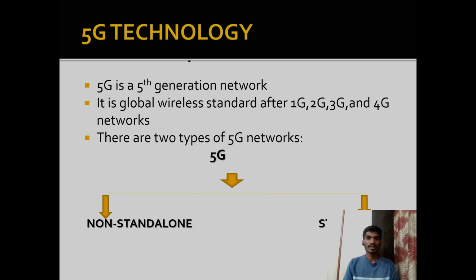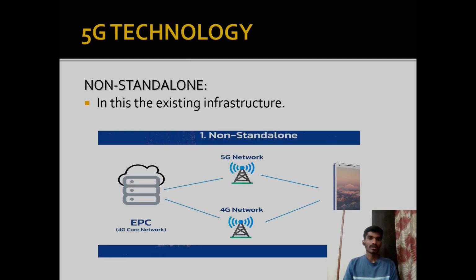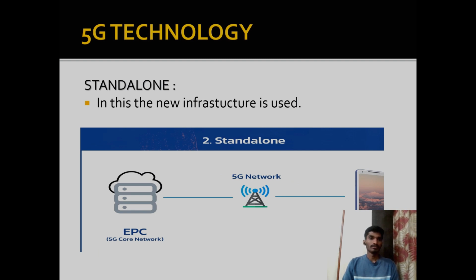There are two types of 5G networks: standalone and non standalone. So, non standalone: in this, the existing infrastructure of 4G network is used for the 5G. Standalone means new infrastructure is used for 5G network.